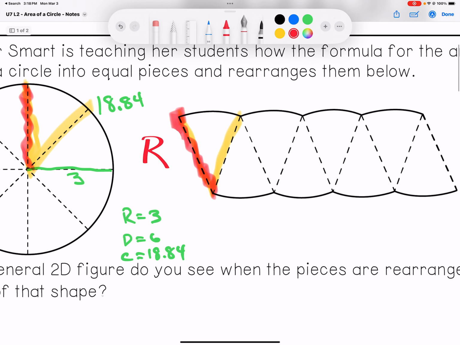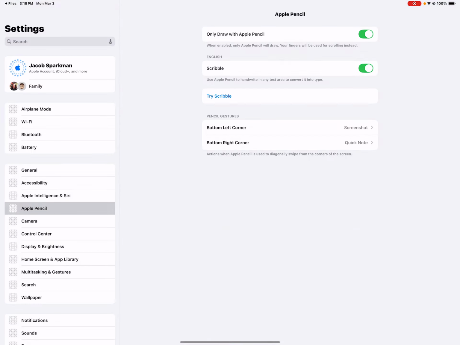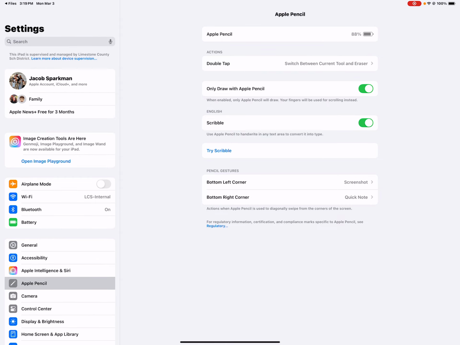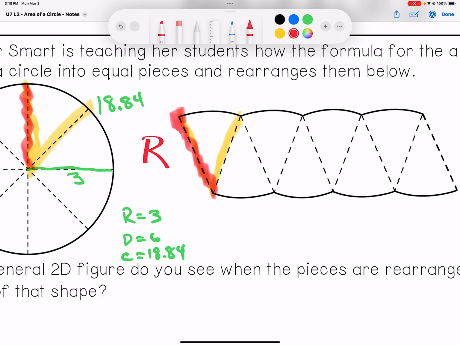All right, so that's the radius. Now, can I rearrange these? Can I take that one over there? Let's see. No. All right, let me go back to my pencils. All right, here we go.